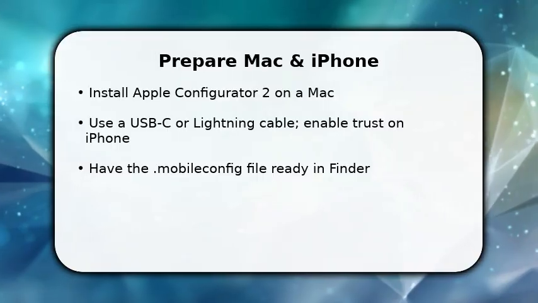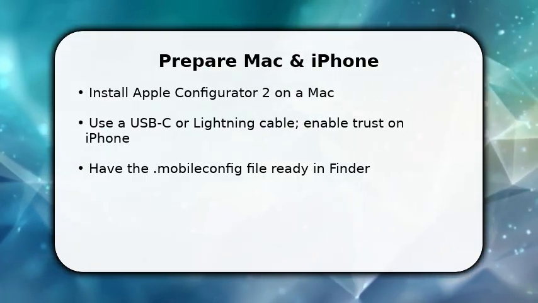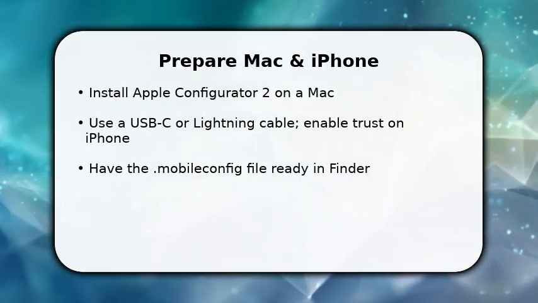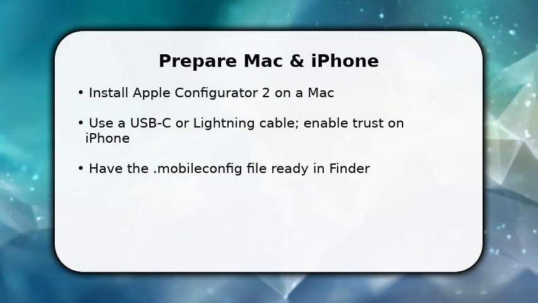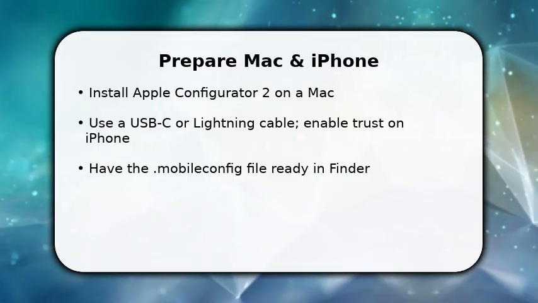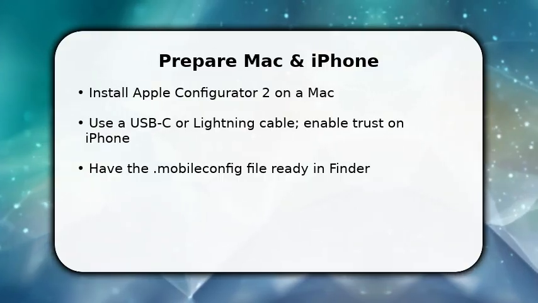You start on a Mac because this is the one reliable route. Apple Configurator 2. Connect the iPhone with a USB cable and tap Trust when prompted on the device. Open Configurator and locate the mobile config file in Finder. Keep it accessible. Once done, select the connected iPhone in Configurator so you can push profiles.